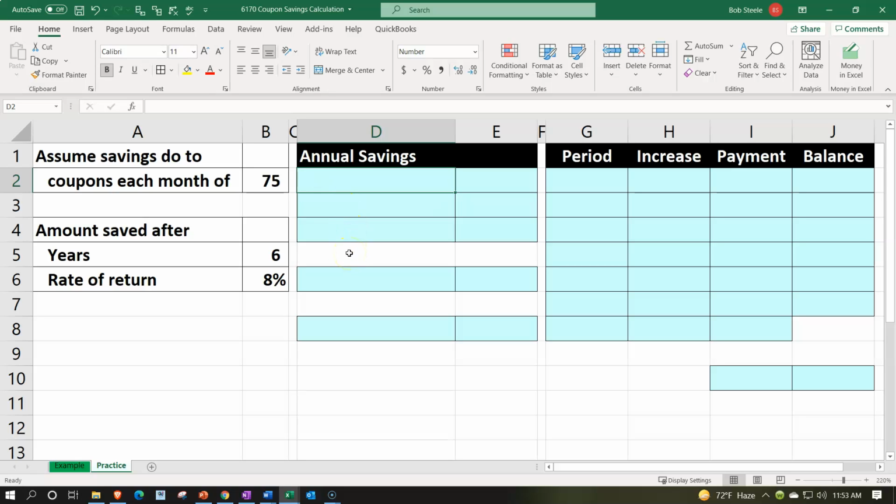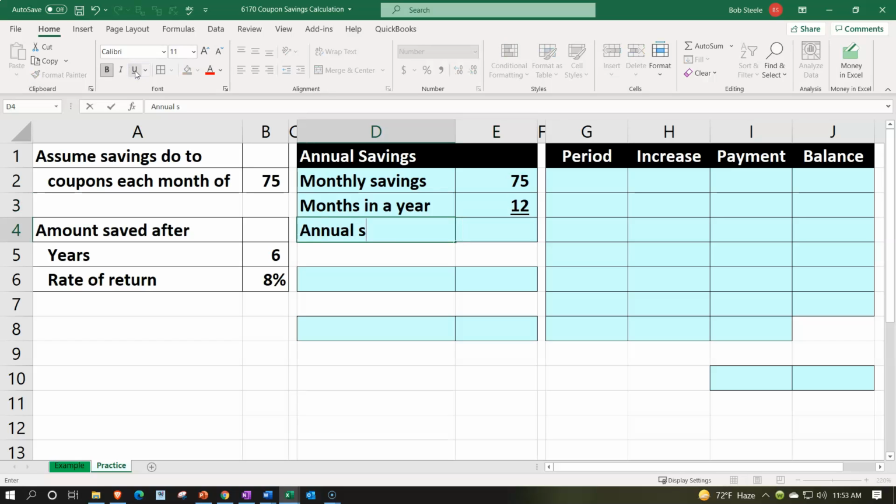So if I got $75 a month that we're saving with the use of coupons, we've got the monthly savings. Monthly savings, we're going to say, is equal to $75. Months in a year are going to be 12. Let's underline that by going to the font group and underline, and this will give us our annual savings. Annual savings being equal to 75 times 12, or $900. So $900 a year that we're estimating that we are saving.